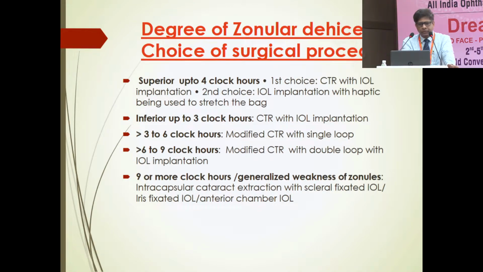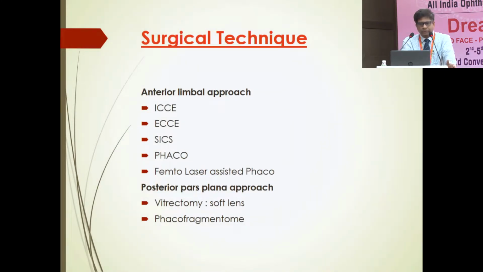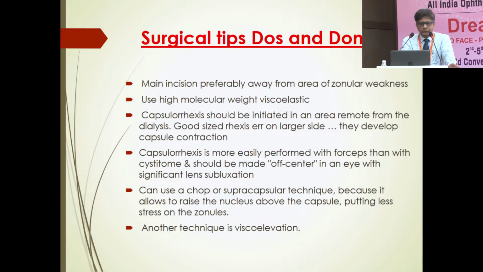But in cases of inferior dehiscence, you have to use CTRs if it is less than 3 clock hours. You can choose modified CTRs or segments if it is more than 6 to 9 clock hours. And if it is a greater amount of subluxation, then you can also consider sacrificing the lens capsule and arranging for a scleral fixated, iris clip or anterior chamber IOL. The beginners should be familiar with all the techniques and can take the help of their retinal colleague for vitrectomy if the lens is dislocated in the vitreous, or for fragmatome if it is a hard cataract. A few tips of do's and don'ts.